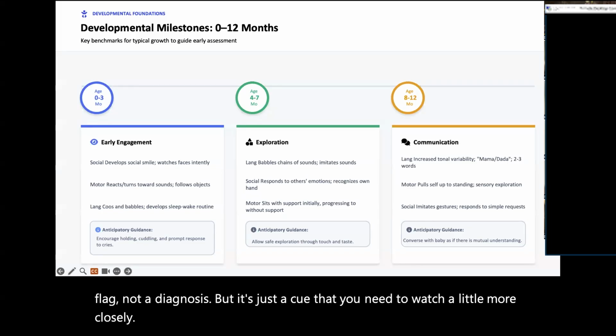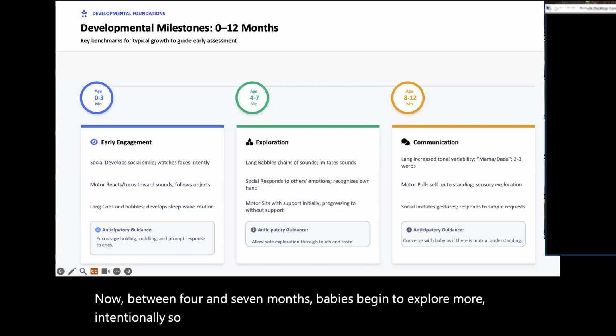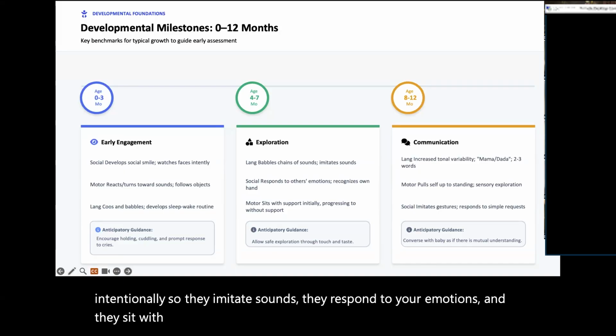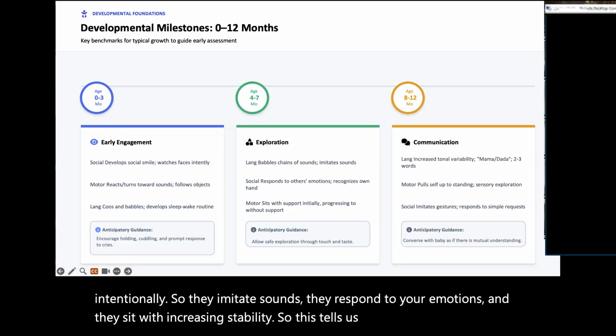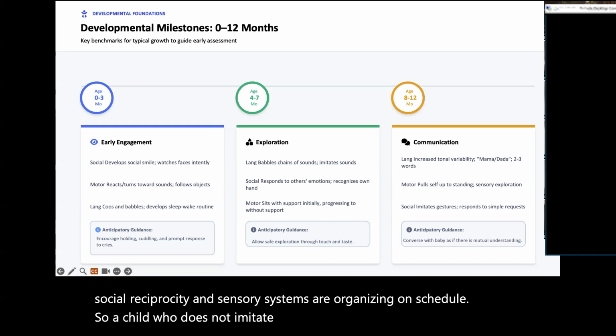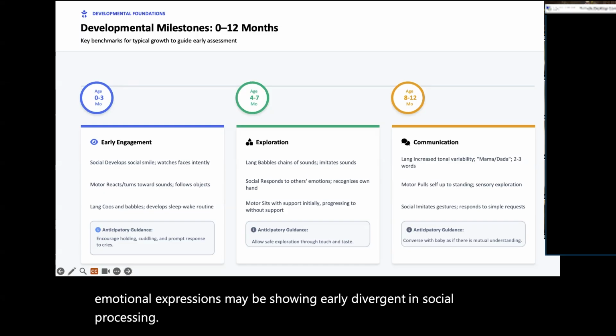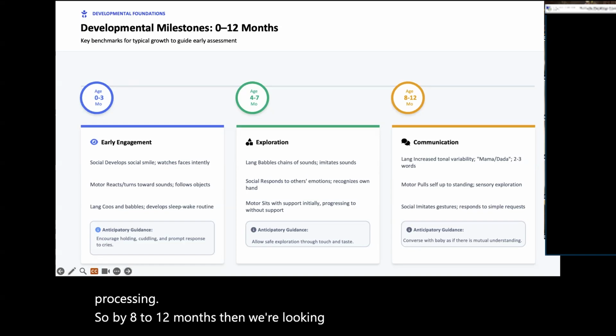Now, between 4 and 7 months, babies begin to explore more intentionally. So they imitate sounds, they respond to your emotions, and they sit with increasing stability. So this tells us that their motor system and social reciprocity and sensory systems are organizing on schedule. So a child who does not imitate or who seems indifferent to the caregiver's emotional expressions may be showing early divergence in social processing.